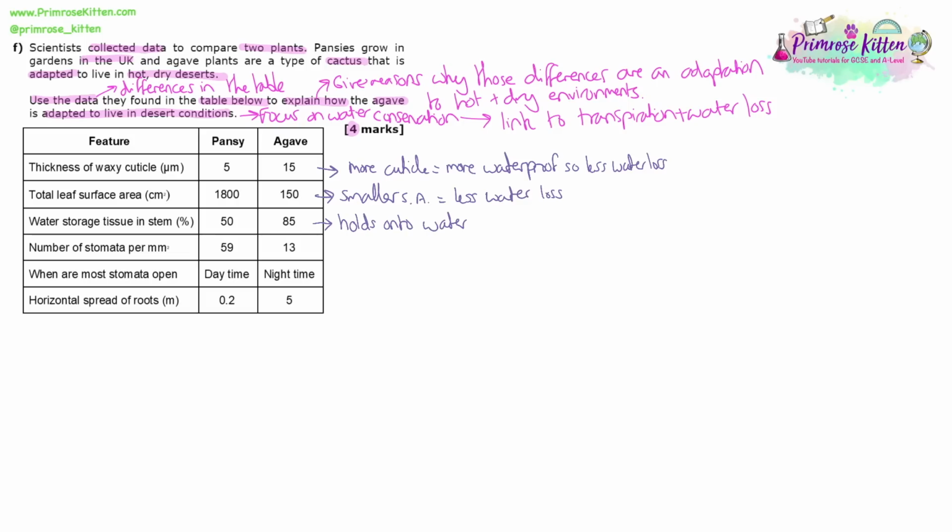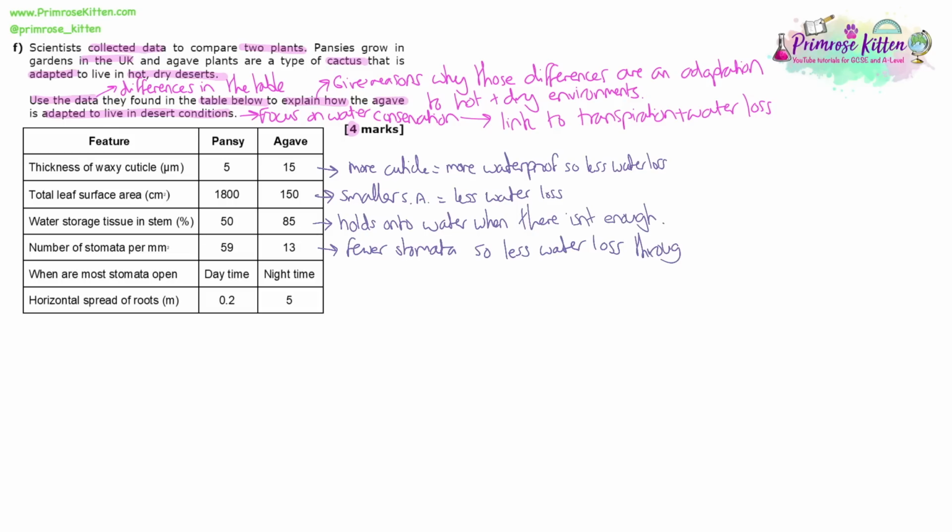So if you've got more tissue that is able to store water, then you're going to hold on to water when there isn't enough. So you can absorb a load more water when there is a lot of water, so when it rains, and then you can store it to use when there is less water. So it allows them to survive things like drought or survive periods where there isn't enough rain or enough water for long periods of time.